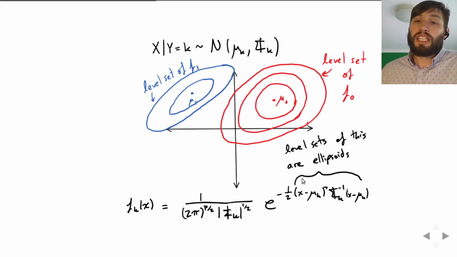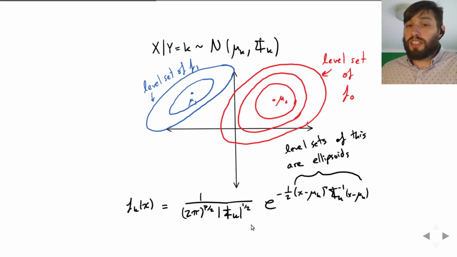So how do we know when one of these exceeds the other? Well, let's think about the level sets of the densities of the Gaussians. This is the density of the Gaussian. So this first part is a constant in X, right?